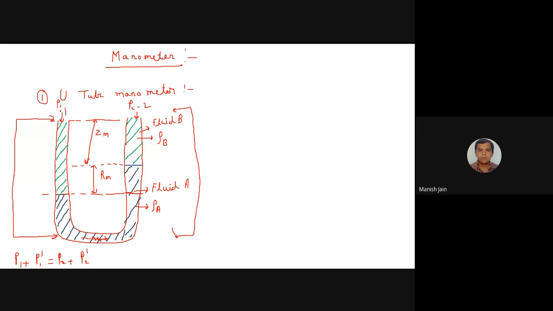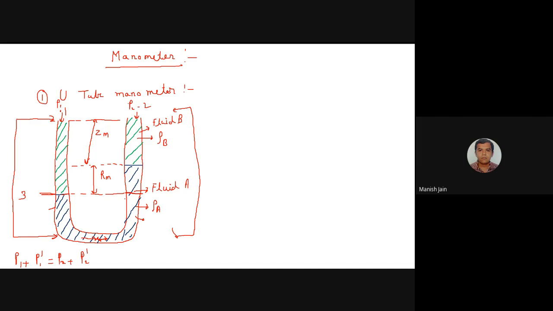Whatever pressure is generated here, this fluid will regenerate that much pressure. So at this point, suppose this is point number three. At point number three, pressure should be equal in both tubes. Why? Because you have the same fluid below this point. Here also you have the barometric fluid, and here also you have the barometric fluid. So the pressure generated by the barometric fluid in both tubes should be the same. So the pressure at point three should be equal in both tubes.